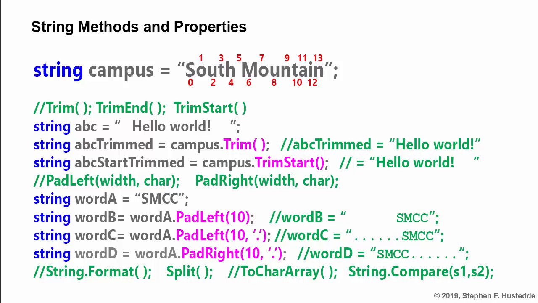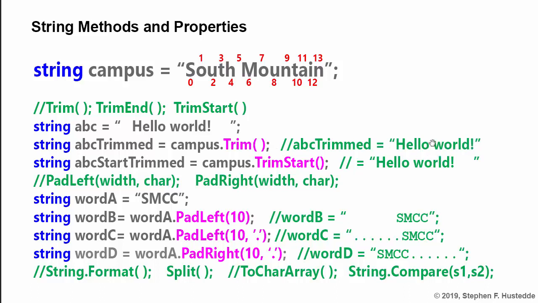There's a few others that you might find useful. One is trim, in which we might have the user enter a string, and oftentimes they might put a space after it, or maybe a space before. We want to get rid of those spaces. So I have a string here called ABC equals space, space, space, hello world, exclamation, space, space, space. So I can say string ABC trimmed. So ABC trimmed is a string variable equals campus, and I can call the trim method, which gets rid of the spaces before and after that string. So any preceding spaces, any trailing spaces. And the result is ABC trimmed equals hello world with no spaces in front or behind.